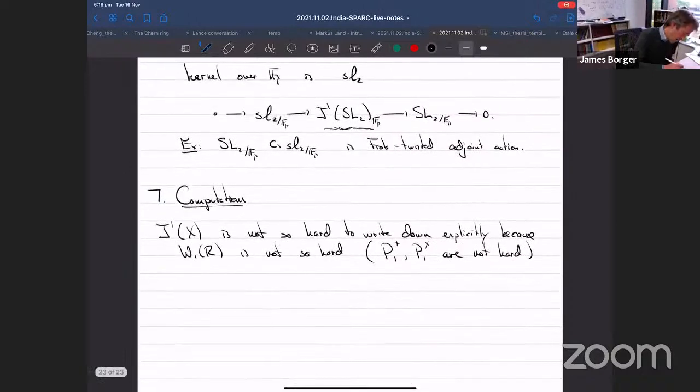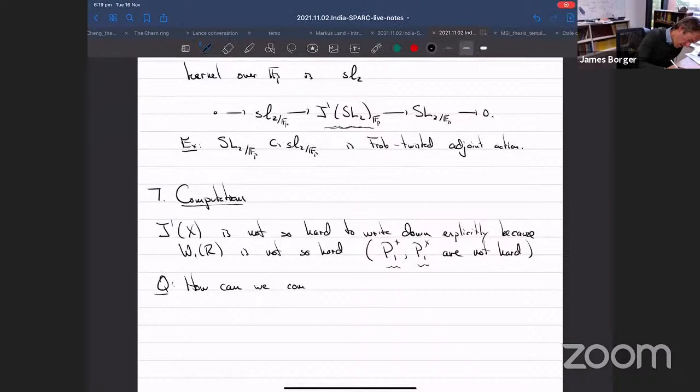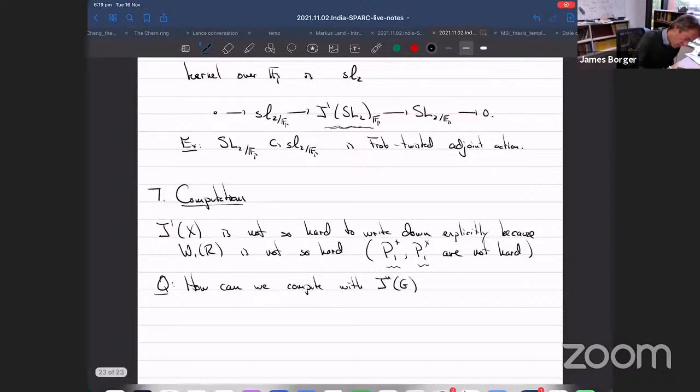Once you get to higher length, then you're going to be in trouble. As I like to say, I don't think anyone in history has ever written down these Leibniz rules when n equals 2. So question, how can we compute with Jn G, I'll say for an algebraic group, when n is bigger than 1?